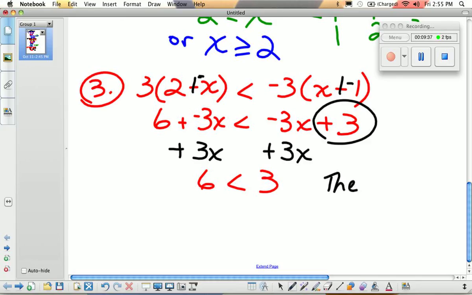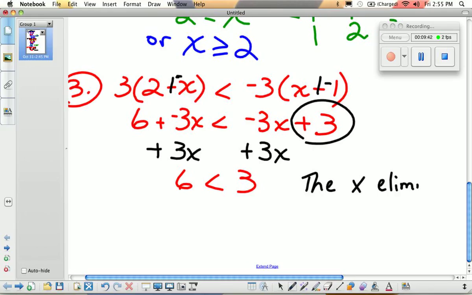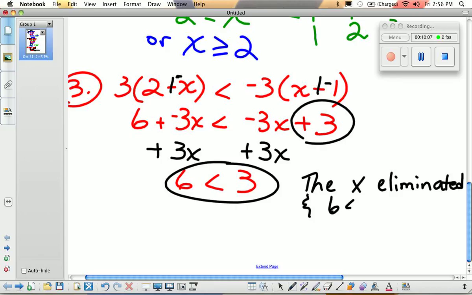Jonathan? I made it 0 and then subtracted the 3 on both sides, so I made it 3 is less than 0. So you have 3 moved over. Okay, and that works too. Depending on the steps we use, we may end up with a different statement here. Did the x eliminate? Yes. Okay, so we want to put that in our notes, so we know the x eliminated. And 6 is less than 3 is true or false? False. 6 is less than 3 is false.